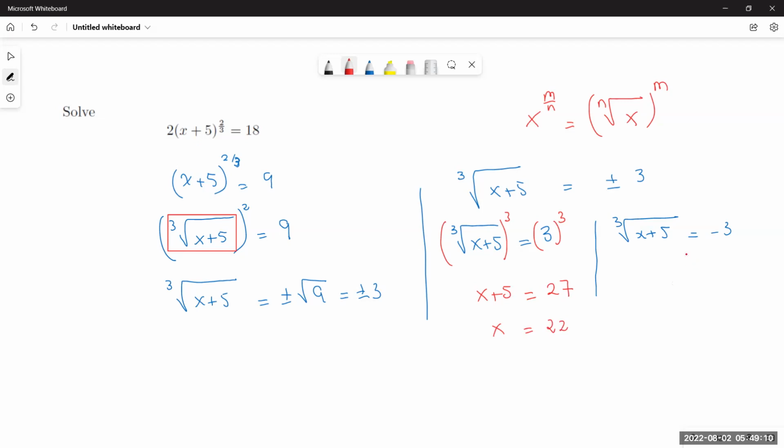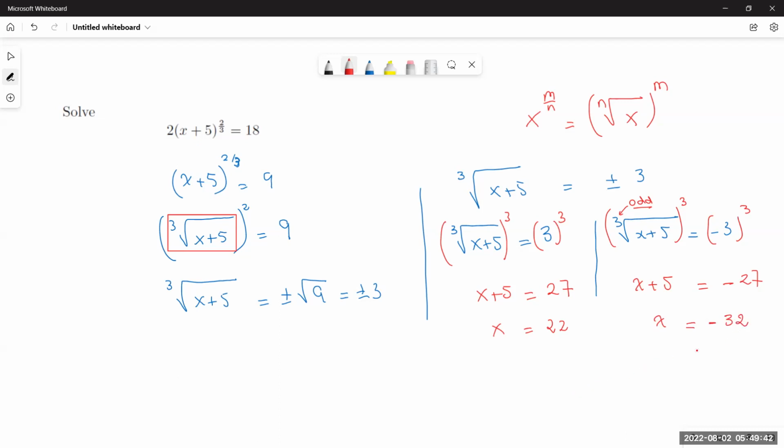On the other hand, I can do the same thing. So I'm going to cube both sides. So you are allowed to cube without checking if the number here is odd. So there is no need to check. So if I do so, it's going to be x plus 5 equals minus 27. And minus 5 from both sides, it's going to give you x equals minus 32.